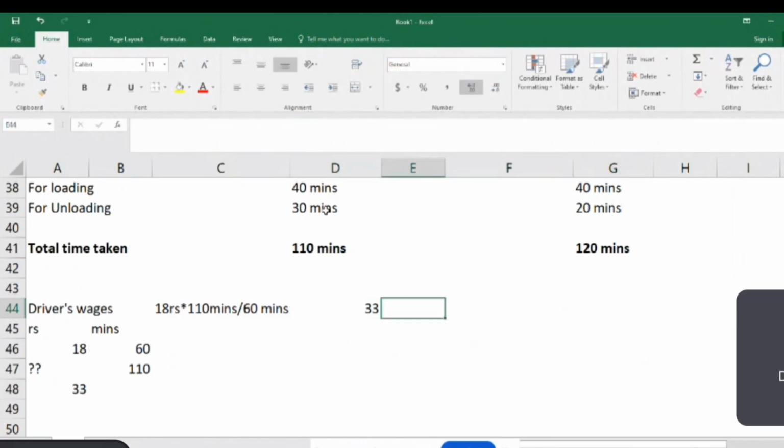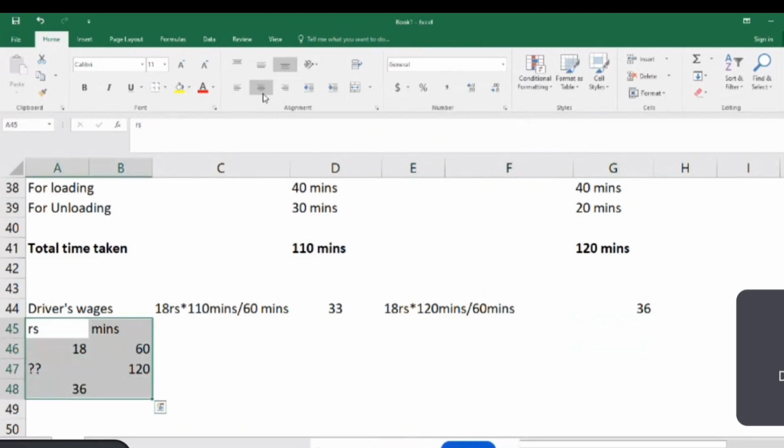Likewise you have to do here also. 18 rupees for 1 hour, so you travel 120 minutes. So what will be your cost? 36. So 18 rupees into 120 minutes divided by 60 minutes, so your cost will be 36 rupees. Okay, so I will delete this one. This is for your understanding.